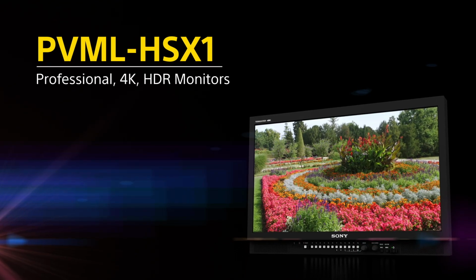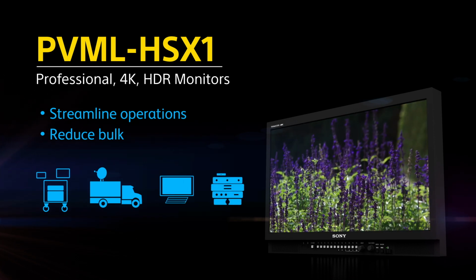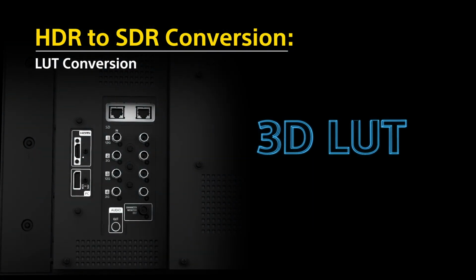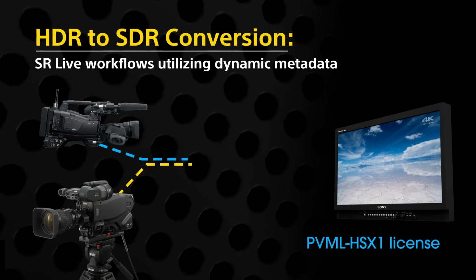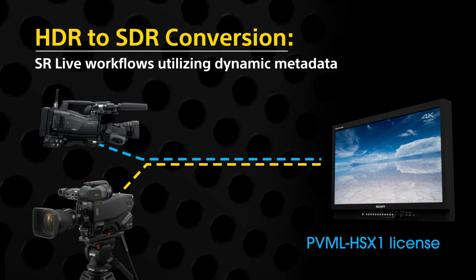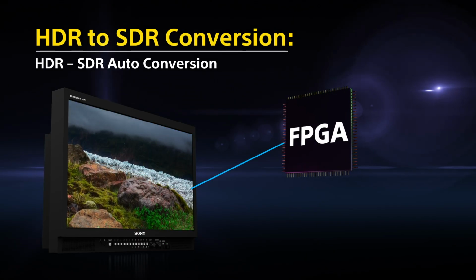In this video, we will examine an optional conversion license, the PVML-HSX1, for use with our PVM-X series of 4K HDR monitors, which implements this HDR to SDR conversion technique. The use of this conversion license activates a unique HDR-SDR conversion engine with algorithms originally designed for our flagship broadcast converter, the HDR-4000. These algorithms are now implemented in FPGA form inside these monitors.